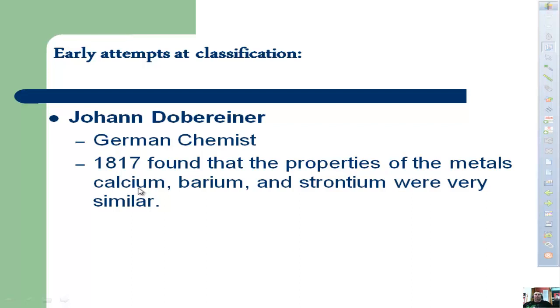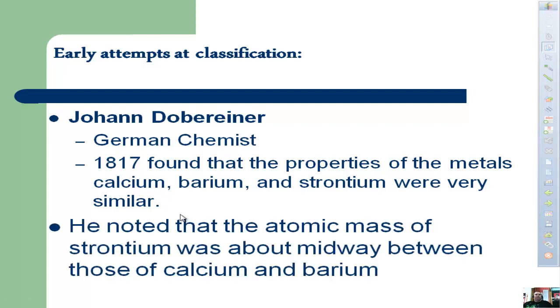All three of these elements are going to be somewhat reactive with water. All three of them are going to be a shiny silvery metal. All of them are going to be very malleable, meaning that they have a soft characteristic to them. The other thing that he noted was the atomic mass of strontium was about halfway between calcium and barium. Now when you look at the periodic table, you're going to notice calcium is on top, barium is on the bottom, and strontium is in the middle.